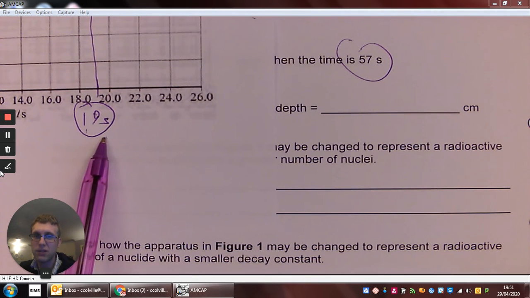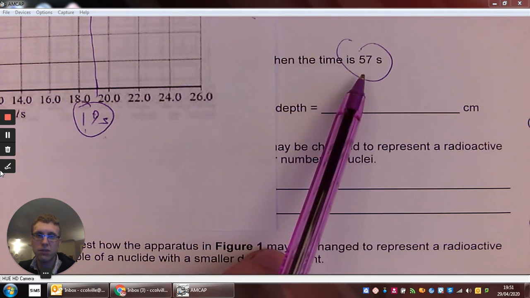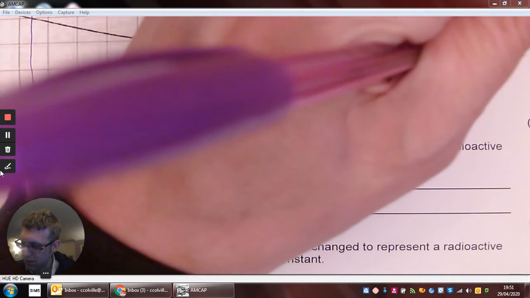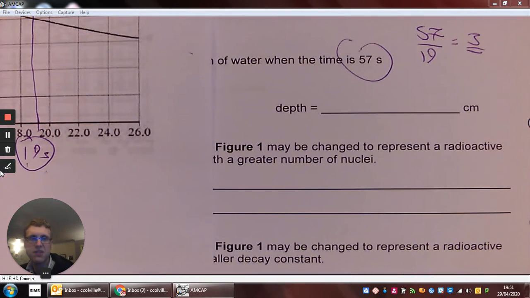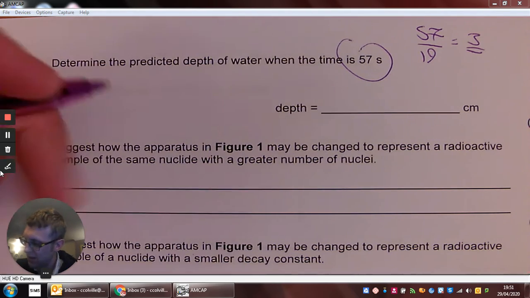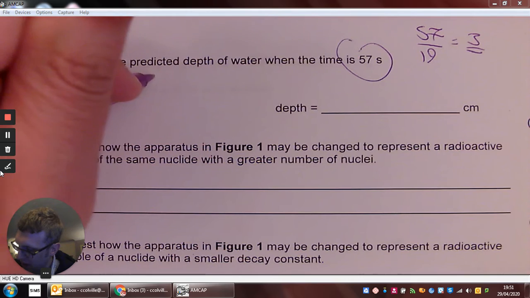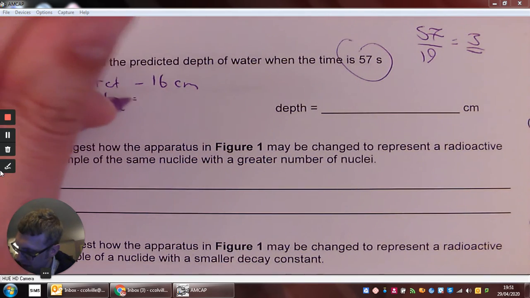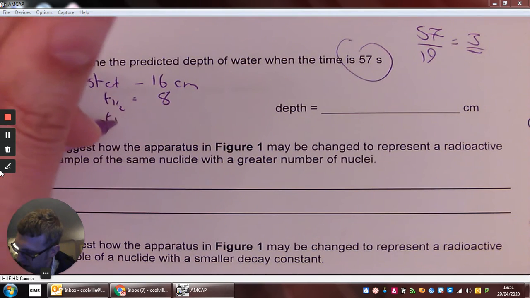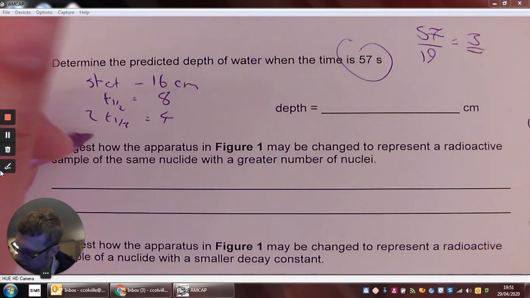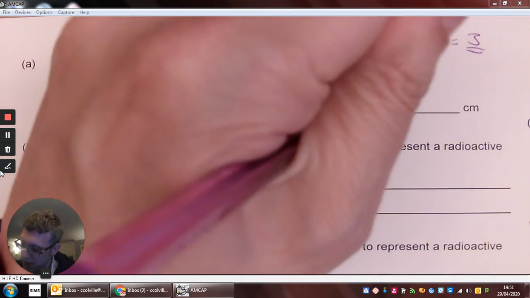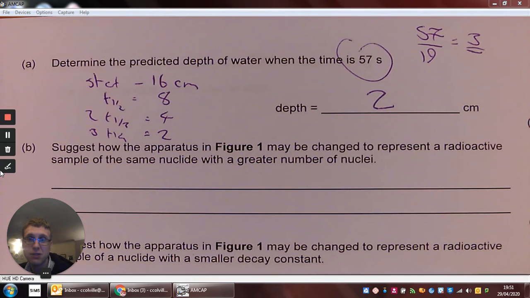The half-life is 19 seconds and it wants to know it's 57 seconds later. Well, I can grab a calculator and go, well, hold on, 57 seconds, that's 3 half-lives. So what we'd have is, at the start, we had 16 centimetres of water. After 1 half-life, it would be down to 8. After 2, it's down to 4. And after 3, 2 centimetres. So my depth there is going to be 2 centimetres.